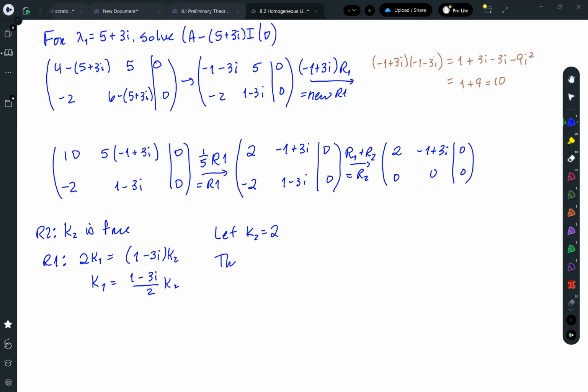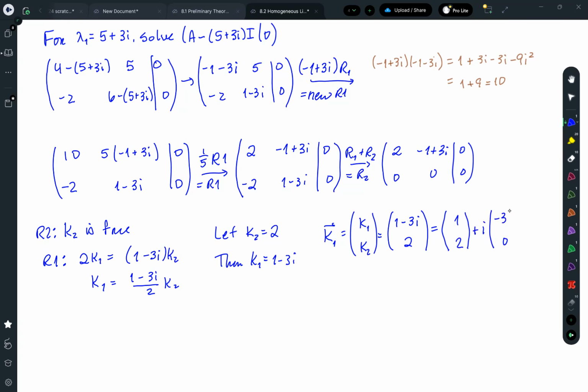So then k1 is equal to 1 minus 3i. And our eigenvector K1 is equal to the vector with components k1 and k2. We plug those in. k1 is 1 minus 3i. k2 is 2. We rewrite this so that we can see a sum of a vector plus i times a vector. So I have a 1 and a 2, and then plus i times the vector with a negative 3 and a 0.